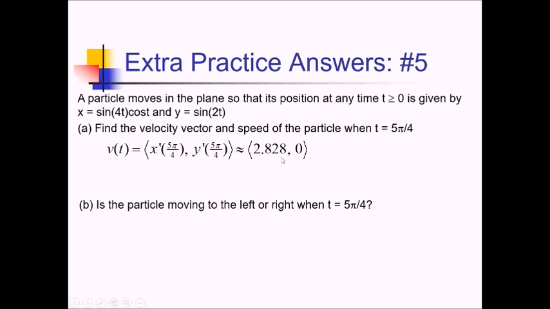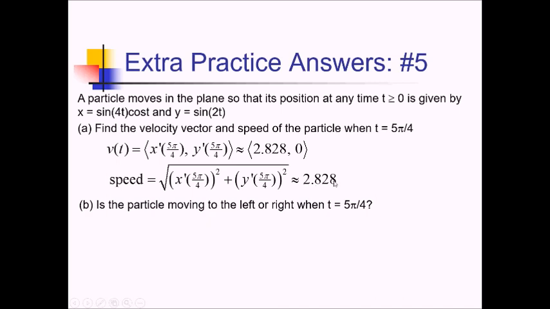Now to find the speed, I have to take the square root of x prime of this squared plus y prime of this squared, like so. Now the good news is I already know the values of x prime and y prime of 5 pi over 4. X prime was this number right here. 0 was the value of y prime. So I can actually do this without a calculator. If I take this value and I square it and I add 0 squared to it, I basically get 2.828 squared. If I turn around then and take the square root of that, I just end up with 2.828. So no calculator. Boom.